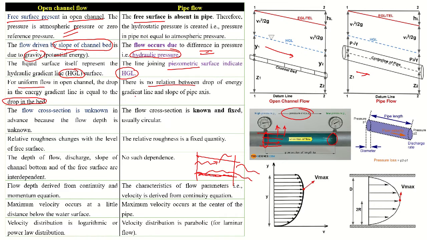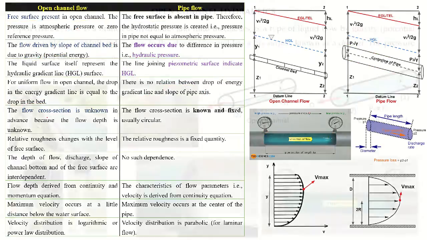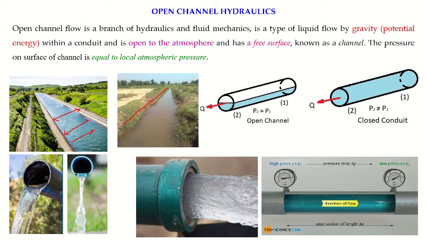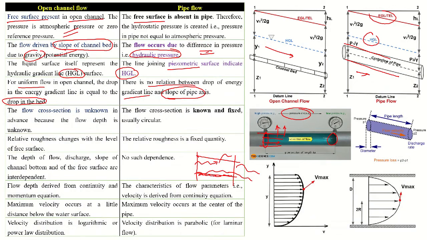Whereas there is no relation between the energy gradient line and the slope of a pipe. Even if the pipe has a high gradient or high slope, nothing changes in the energy gradient line or hydraulic gradient line. In open channel flow, the flow cross section is unknown, because the cross section may vary, higher here and lower there. In pipe flow, if you know the diameter, you can simply estimate the area as pi by 4 d square, and the cross section may be uniform or vary depending on the pipe. So the cross section is easily found, whereas in an open channel it is a little difficult.